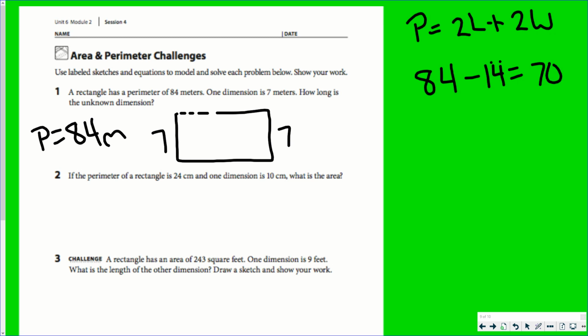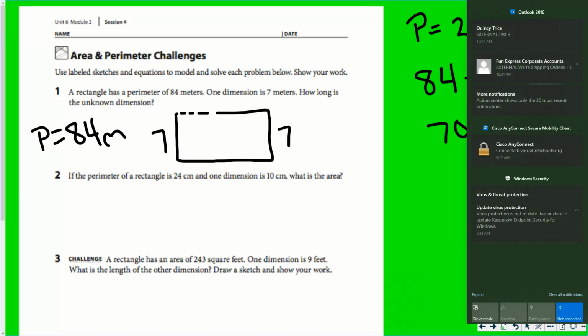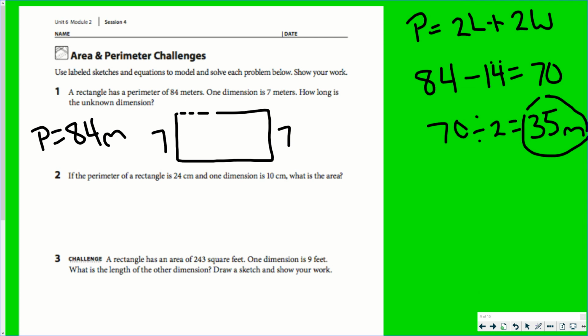And then we just have to take that 70 and divide it by 2 because that 70 represents both this side and this side together. So 70 divided by 2 gives us 35. And that would be 35 meters. So the answer is, how long is the unknown dimension? It would be 35 meters. And as I always tell my students, go ahead and circle your answer. 35 meters would be our answer.